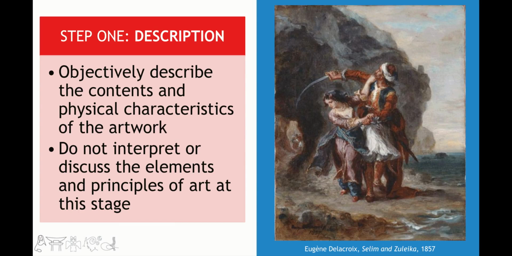Step 1 is description. This is where you describe the contents of the artwork. You're not using the elements and principles of art at this stage, you're just talking about what you see in the artwork. I like to describe it like if you were going to explain what was going on to somebody that could not see this artwork, what would you tell them first? What would they be looking at?